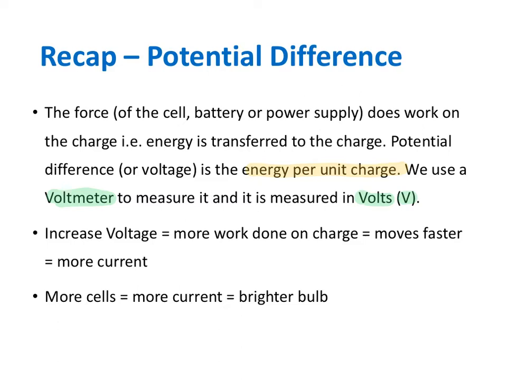And one way that you can do that is to add more cells. So if you add more cells, you get a greater current. And if you have a greater current, if you've got a bulb, say, for example, in a circuit, one of the things that you would notice is that you would get a brighter bulb.